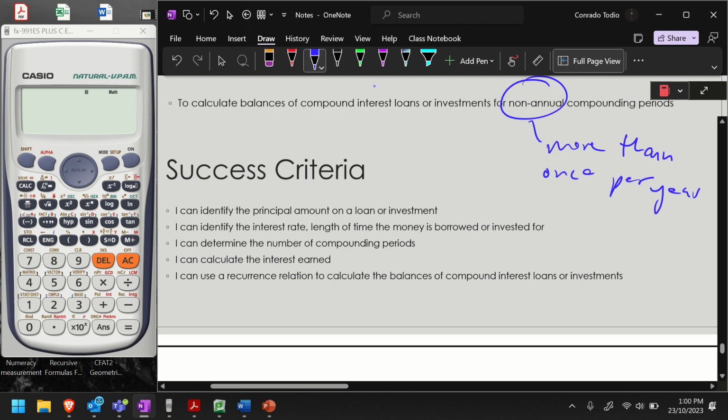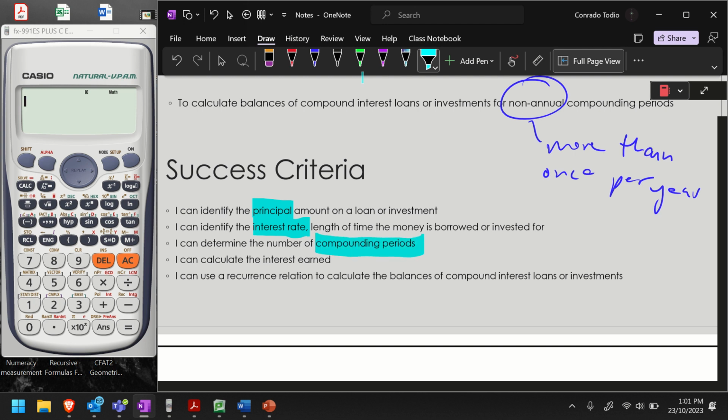For today, I'd like you to be able to do this, and I think you could probably do half of it already. Can anyone tell me what the principal is? The starting amount. Easy. What's the interest rate? Tell me what it is normally in a question. It's a percentage of some sort. Normally it's calculated per year, but because we're looking at non-annual, it's going to be more than once a year and it's going to change. We're going to look at determining the number of compounding periods.